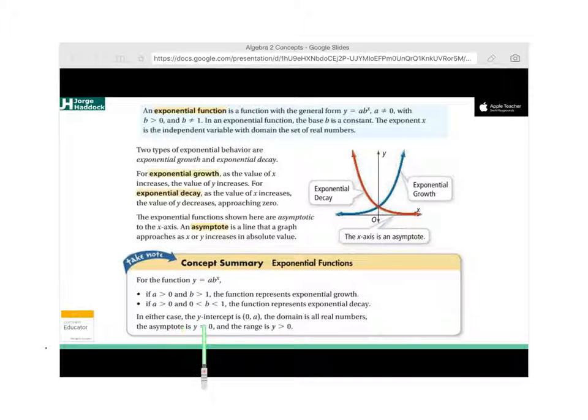Now, in either case, the y-intercept is (0, a). One of the properties of exponents is that anything to the 0 is going to be 1. So b to the 0 is 1, and 1 times a is a. Now the domain, again, we saw, is all the real numbers, and the range, the y values, is going to be all numbers greater than 0.